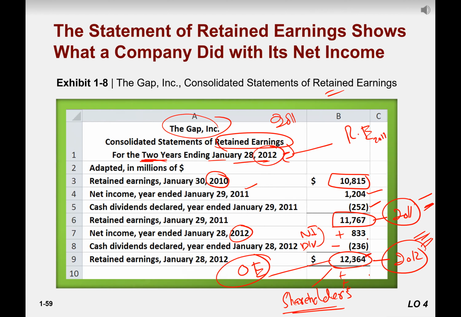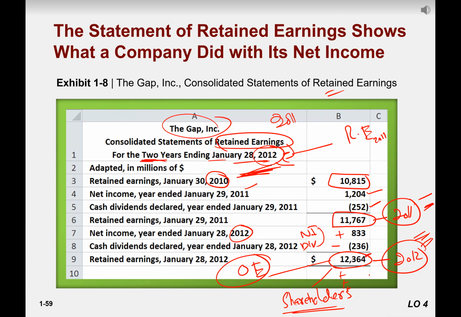So ending retained earnings shows you how much, from previous years till now, this date, you did not share the complete profit, how much you kept the profit within the business. Or in accounting terms, we use the word how much you reinvested your earnings from previous years, right?